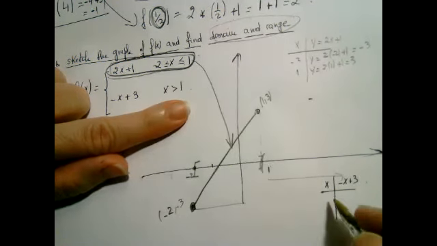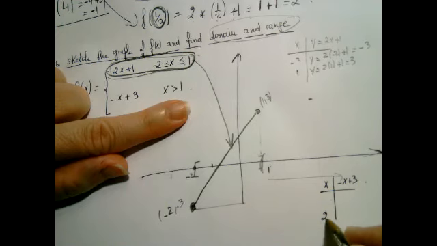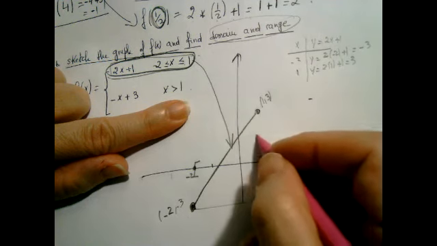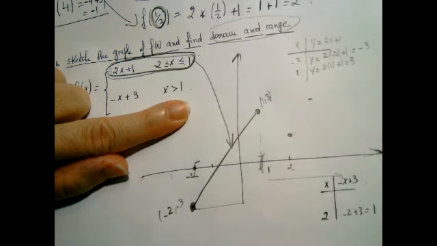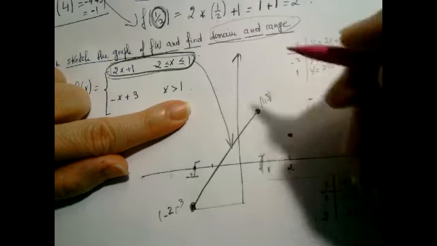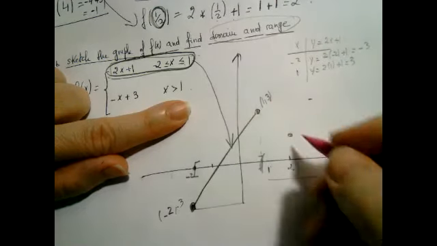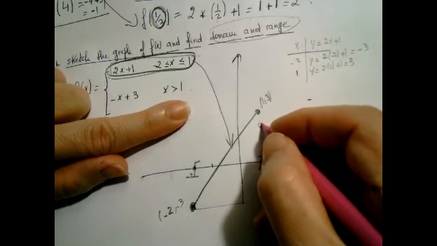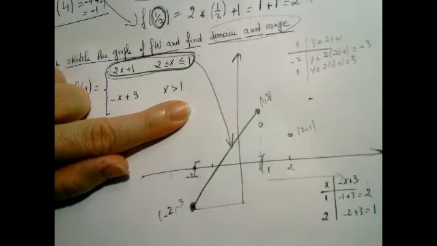If I take 2, because I'm interested in x bigger than 1, this is minus 2 plus 3, which is 1. So at 2, my function takes the value 1. Now at 1, it's minus 1 plus 3, which is equal to 2. At 1, my function takes the value 2, but it's open because x is strictly bigger than 1.